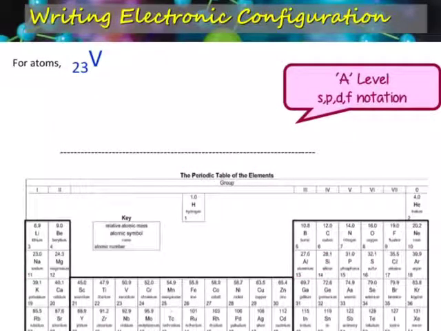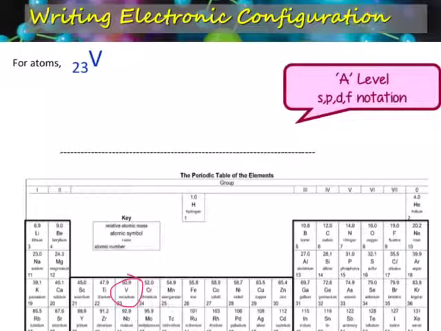So far, we have explored how to write electron configurations for elements having proton number less than 18. But what if the element has proton number more than 18? Let's say for example vanadium. Again, let's look at vanadium in the periodic table.